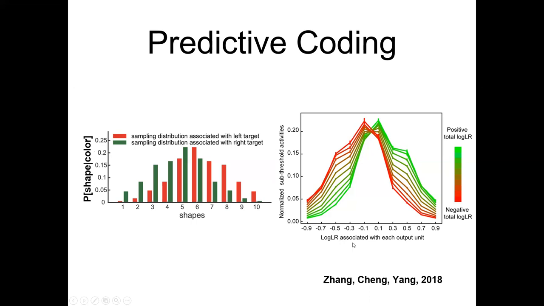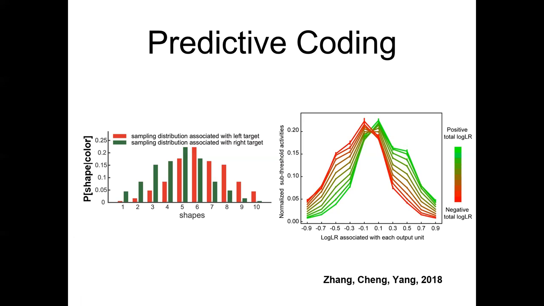And when the network has already accumulated enough evidence for the green target, the whole distribution shifts to the left, meaning that the network is predicting that those green shapes are more likely to happen next, right? So the network already knows what should be expected if the network has already accumulated a lot of evidence.